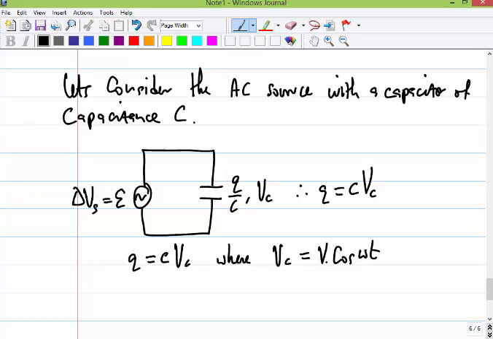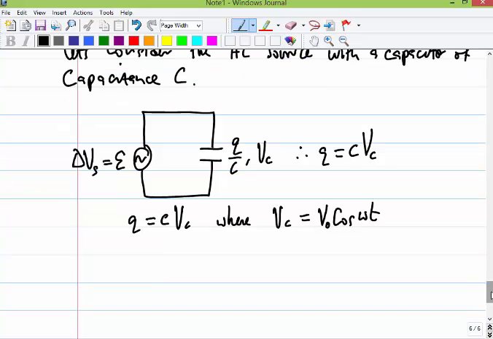So this will be our V naught. So we can say the charge Q is equal to C V naught cosine omega t. And I'm using V naught because there's uppercase and lowercase v, and I can't really simulate that. So I'm just going to use this approach of V naught instead of V. Let me make the C bigger. So this is the capacitor, like that.